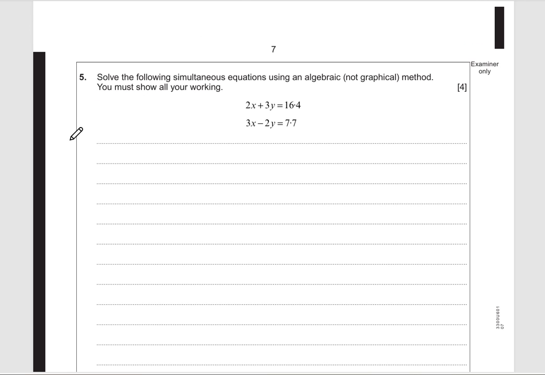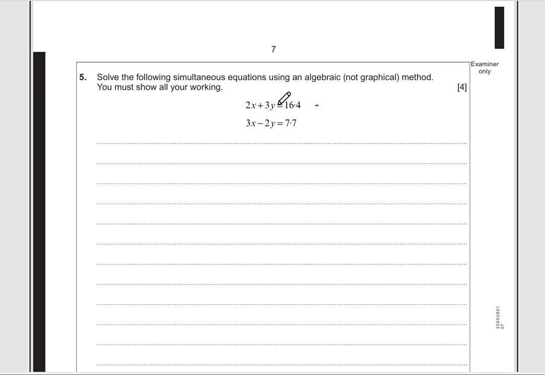Question 5. Solve the following simultaneous equations using an algebraic, not graphical method. You must show all your working. So let's have a look at these equations. We need to, first of all, check whether we've got the coefficient of the x or the y that's the same. Well, we haven't in this case, so we're going to have to make them the same.